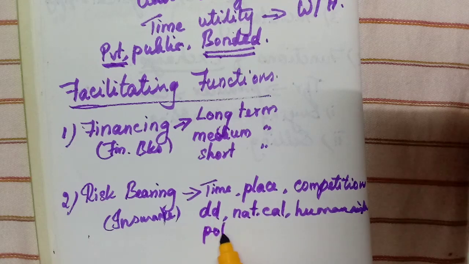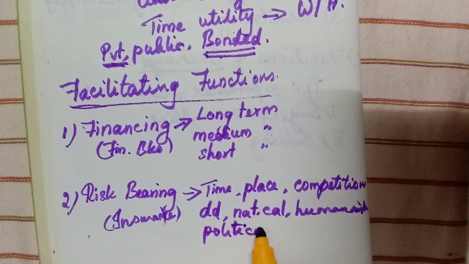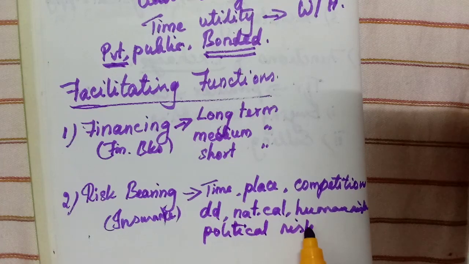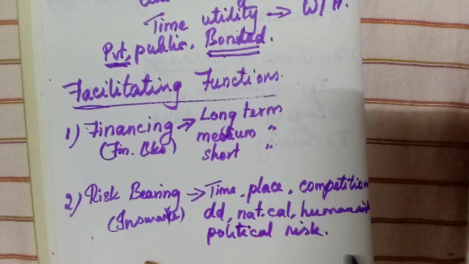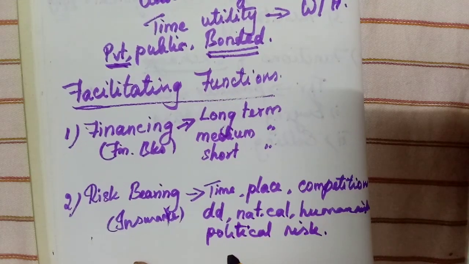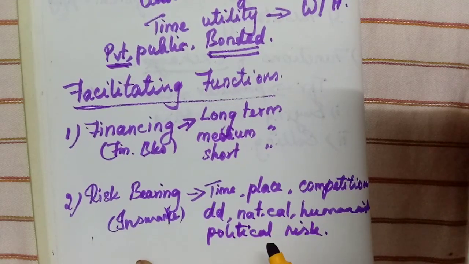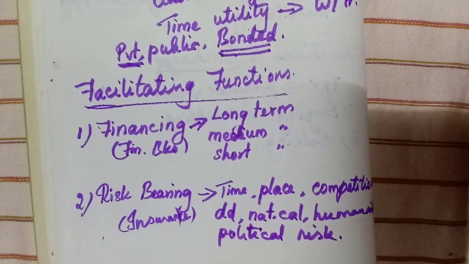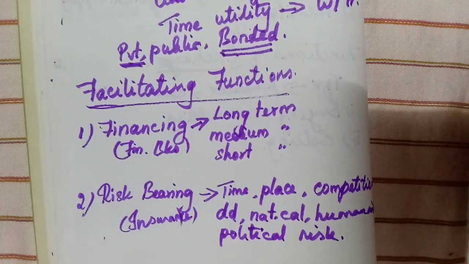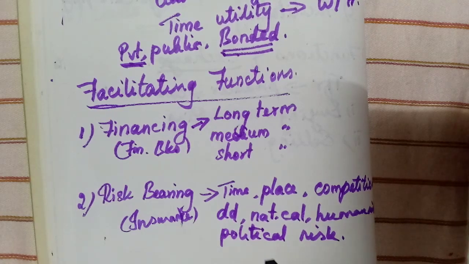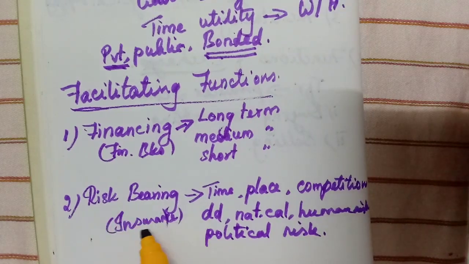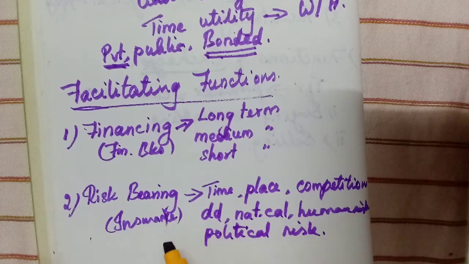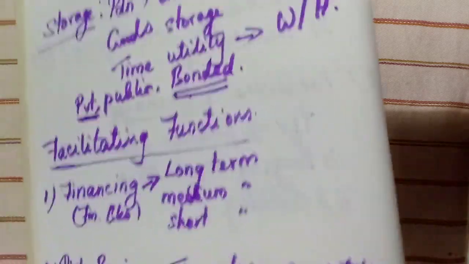Then political risk. Political risk means, due to the government, maybe the ruling party or opposition party, all of a sudden they may bring a law. For example, the sale of noodles may be banned by the government all of a sudden, isn't it? So we can say that is political risk. So many risks are available in the marketing functions.